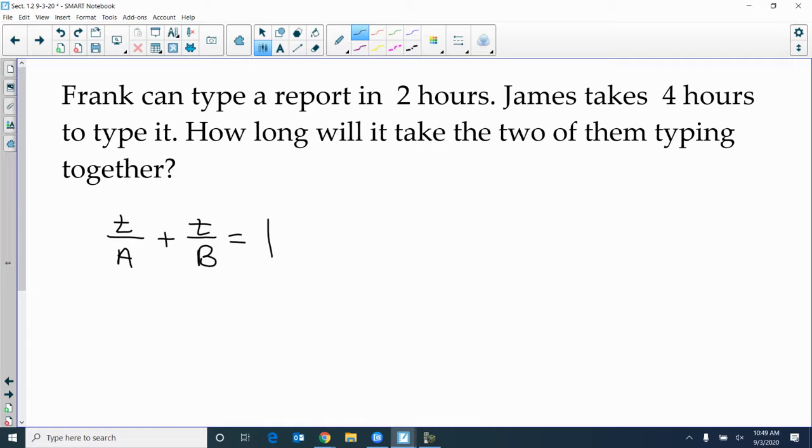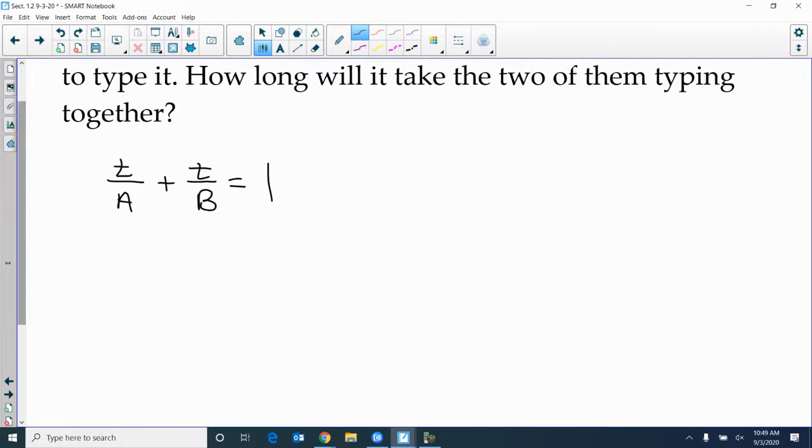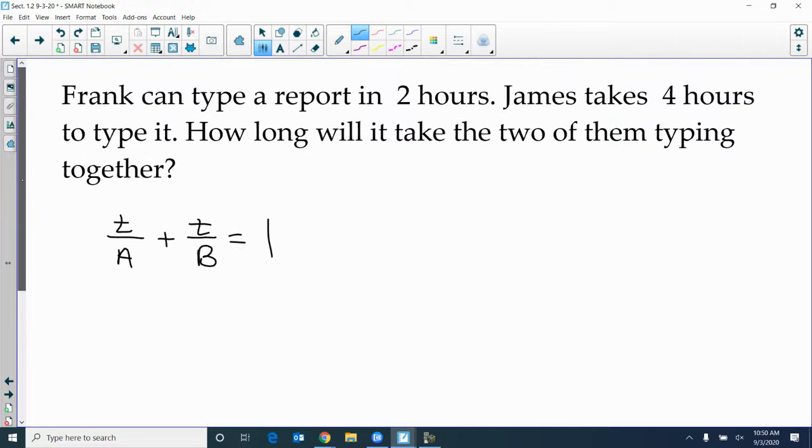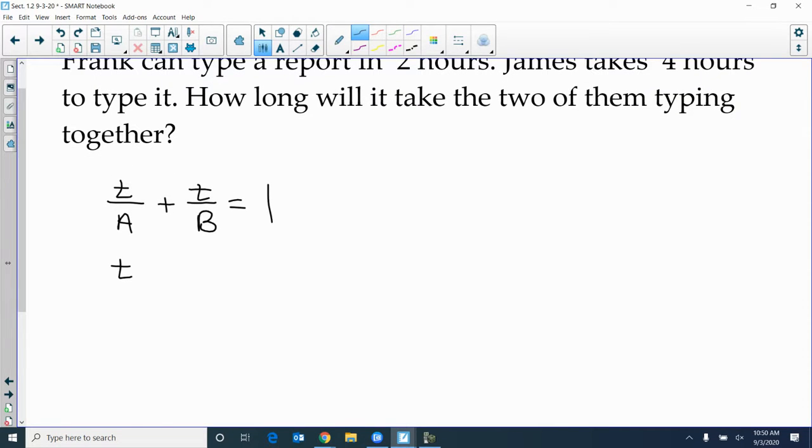All right, so what would I do to set that up? T over 2 plus T over 4. The 2 is the time for the first person. Who's that, Frank? And the second person is 4 hours. Now you got the equation. The question is, we got to be able to solve it. Okay, we got to be able to solve it.